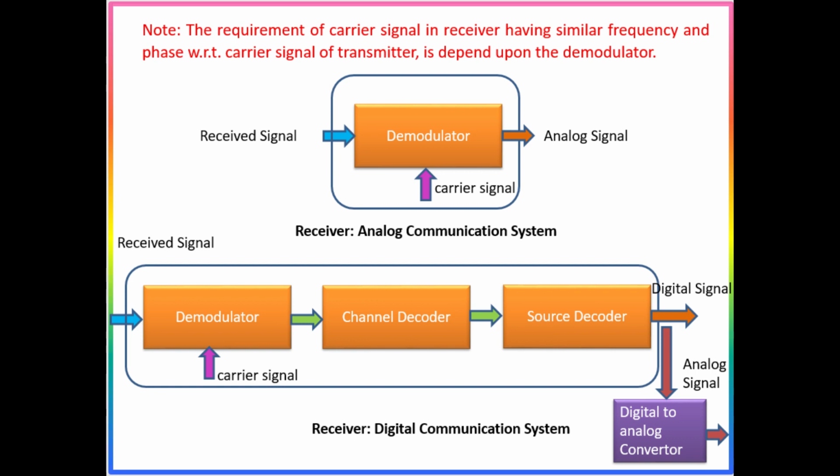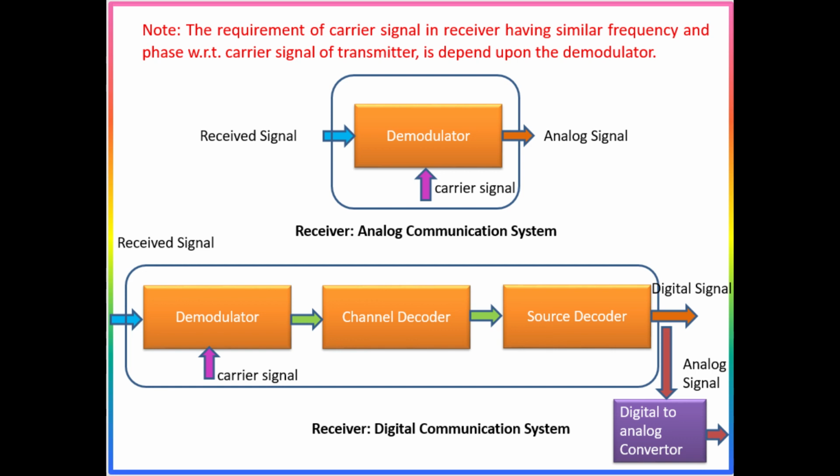In this we have demodulation, channel decoder and source decoder with respect to the transmitting end. The requirement of a carrier signal in the receiver having similar frequency and phase with respect to the carrier signal of the transmitter depends upon the demodulator. Means the carrier signal can be present or can't be present.